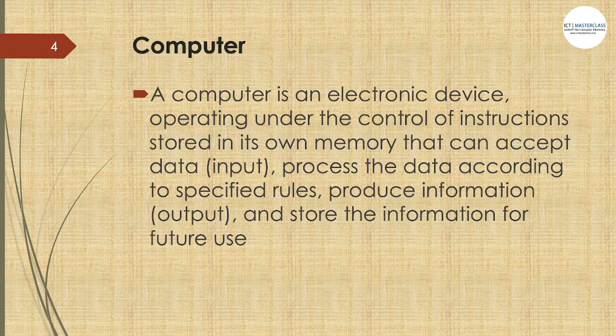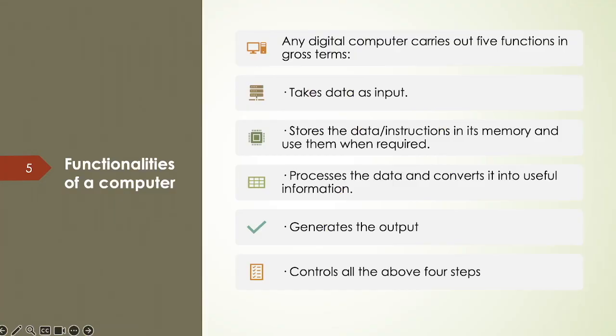But what I want you to understand about a computer is that it is any electronic device that accepts data, processes it, and then gives out a result. Okay, so let's look at some of the functionalities. What makes a computer, like we said, is its ability to take inputs, its ability to store and process that input, and its ability to generate outputs.